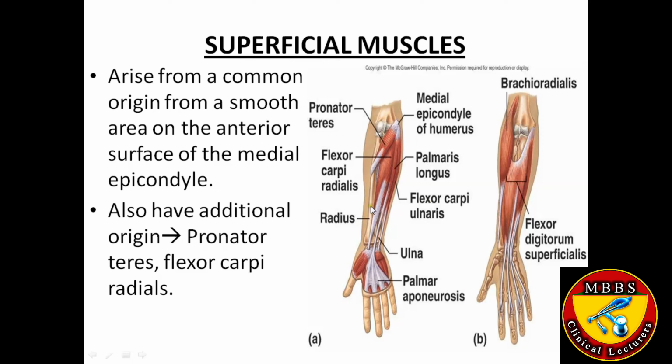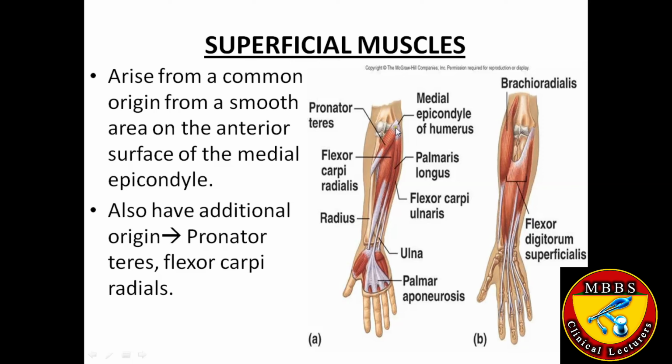Now the description about the superficial muscles. All the superficial group of muscles arises from a common region that is called the common flexor origin, and that region is the anterior surface of the medial epicondyle of the humerus. So the humerus medial epicondyle acts as the common site of the common flexor origin.